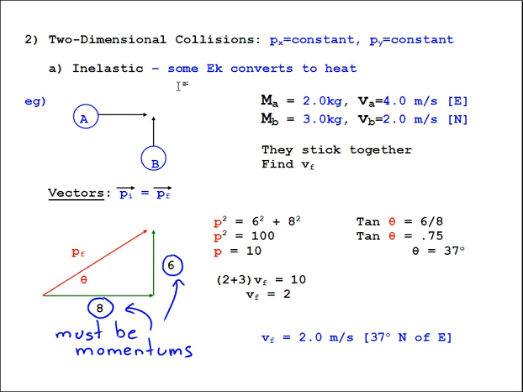Okay, so this question's pretty much done. Looks like our final velocity here is 2 meters per second, and that's the speed anyways, and then the angle is 37 degrees north of east. So feel free to pause these videos at any time to write the notes down. I'm just going to keep on going, that way I can keep the video file a little bit shorter.